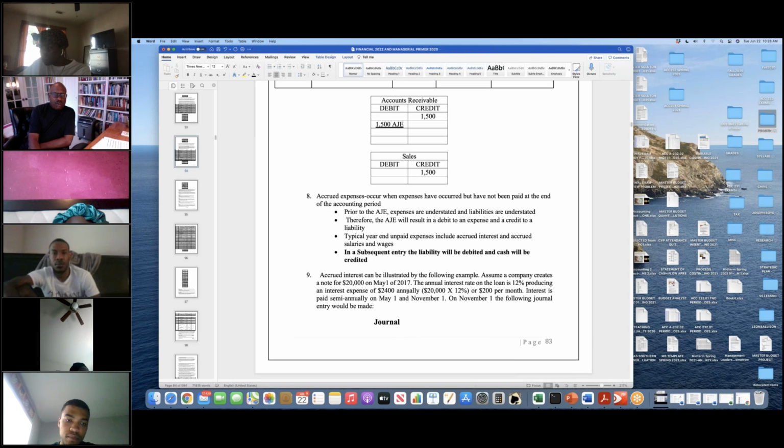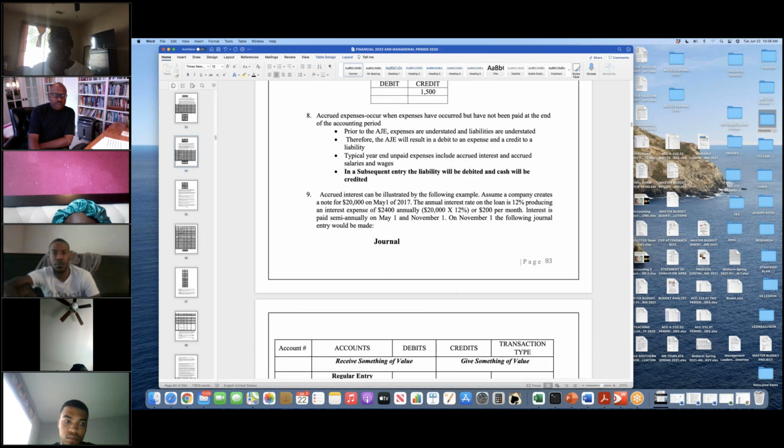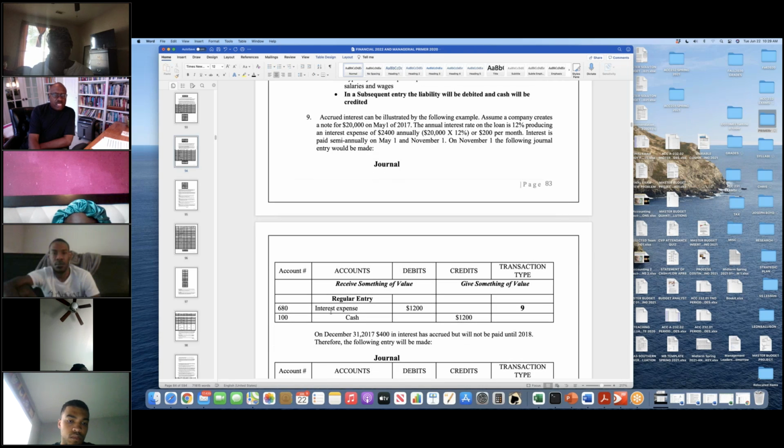So let's look at one example. Accrued interest can be illustrated by the following example. Assume a company creates a note for $20,000 in May of 2017, and the annual interest rate is 12%, producing an interest of $2,400 annually, or $200 per month. Interest is paid semi-annually on May 1st and November 1st. So on November 1st, a regular interest entry is made, debiting interest expense, crediting cash, a type 9.